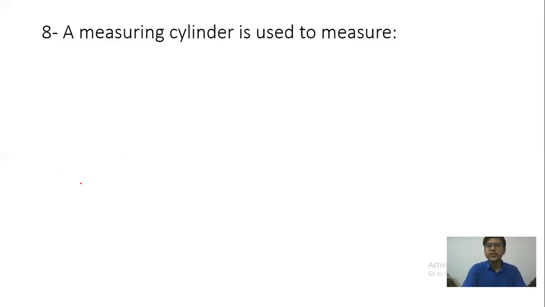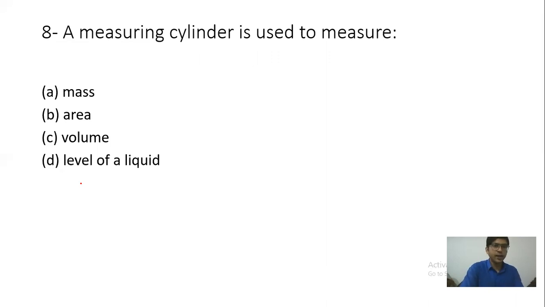Now, a measuring cylinder is used to measure, it is very easy. A measuring cylinder is used to measure either mass or area or volume or level of a liquid. So it is very easy. The answer is level. Sorry, the answer is volume. Option C, volume, is the correct answer because a measuring cylinder is used to measure the volume.